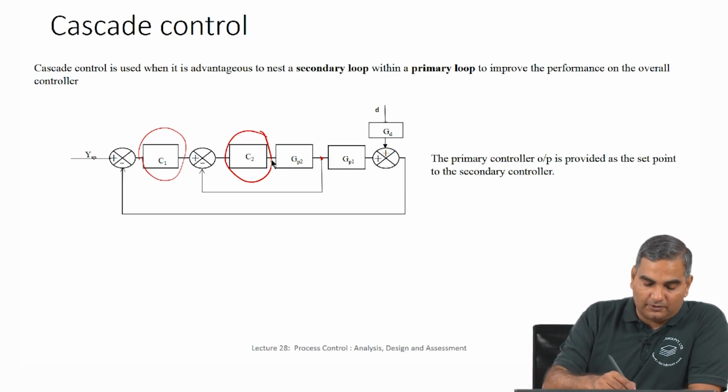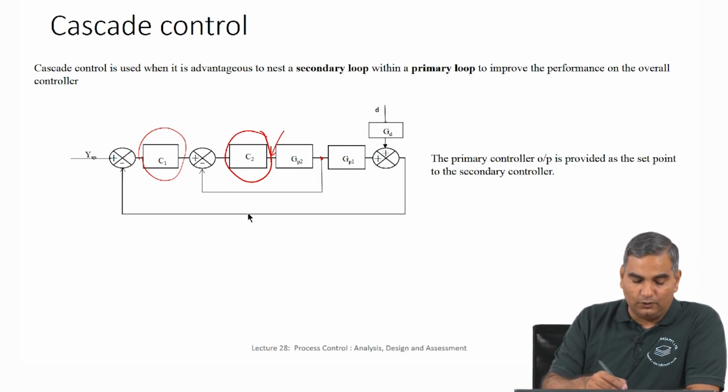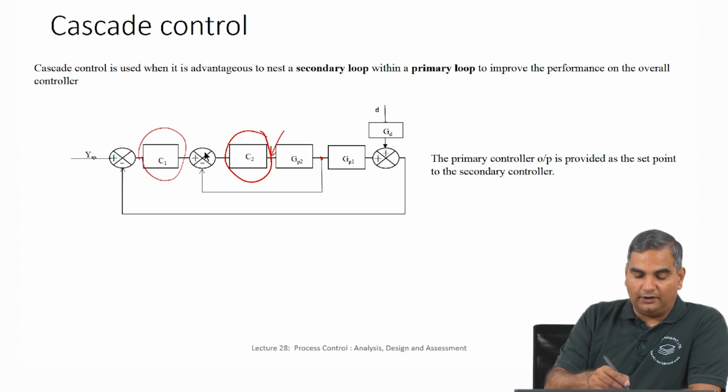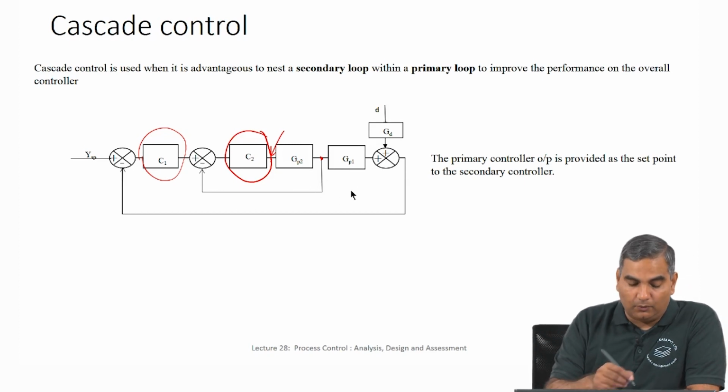So, the force comes here. In the previous case I only had GP, the force came right after C1, but now the force comes after C2, whereas C1 gives a set point to this internal closed loop, which is to say what should be the stem position.